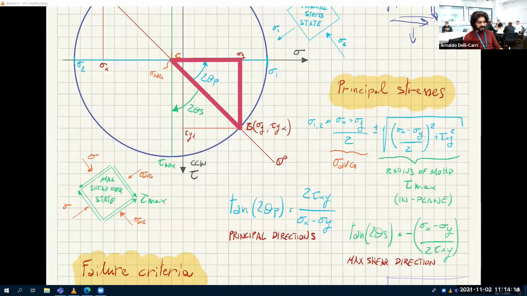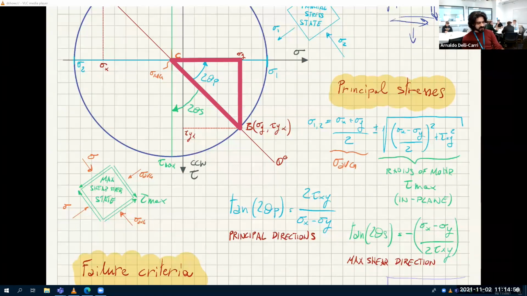Well, this triangle here has tau xy as the first edge. This edge is sigma x minus sigma y divided by 2. Okay? So how much is this angle, 2 theta p? Opposite over adjacent. Opposite, tau xy, over adjacent, sigma x minus sigma y divided by 2, which goes at the denominator. Okay? So these things here don't come out of thin air. You can find them out.